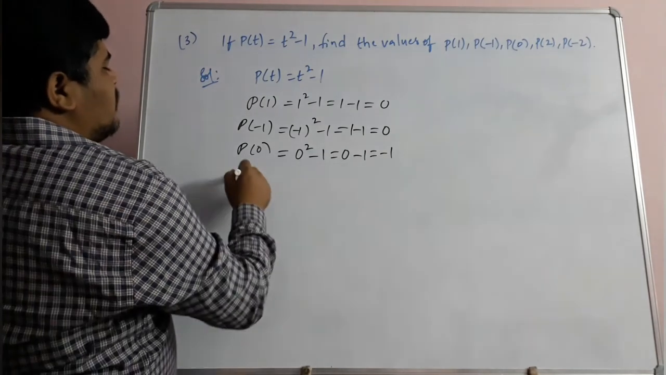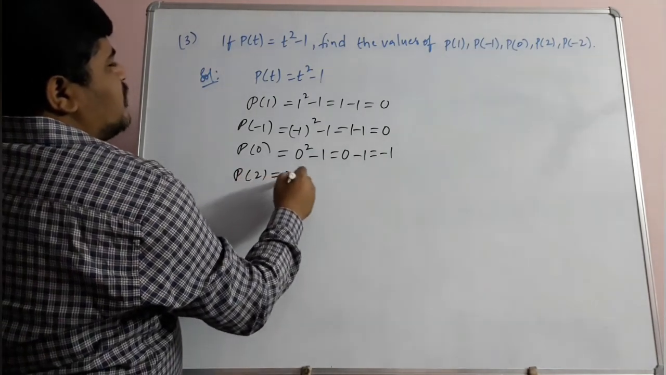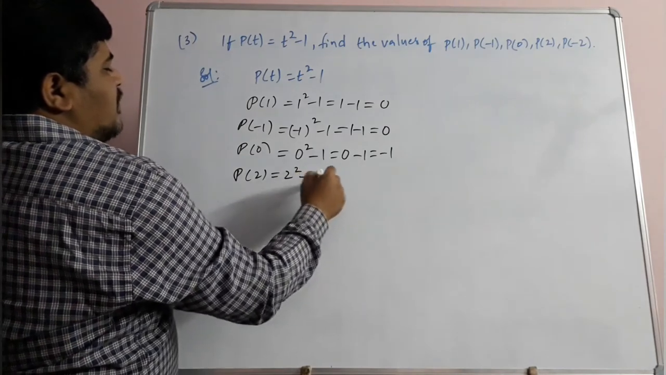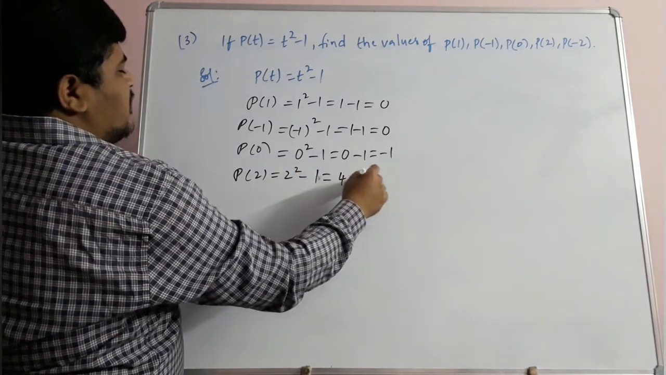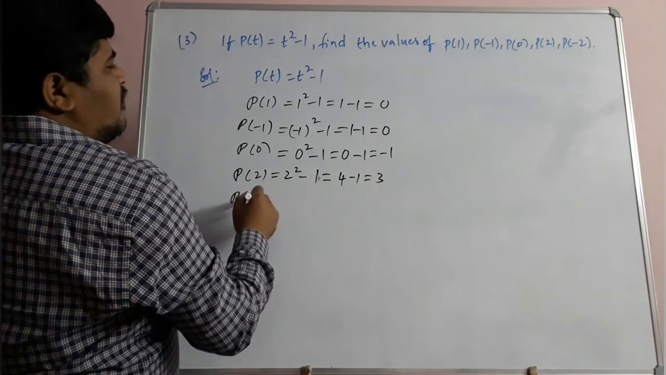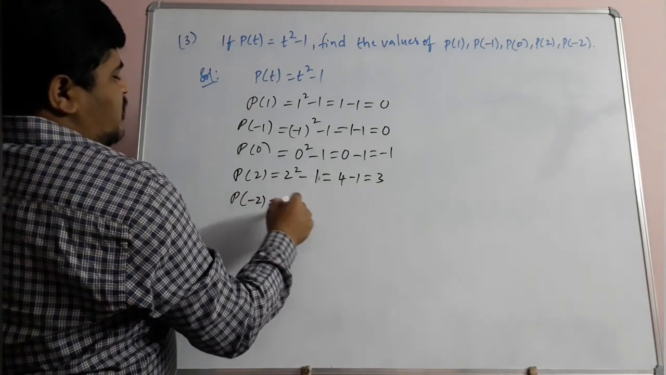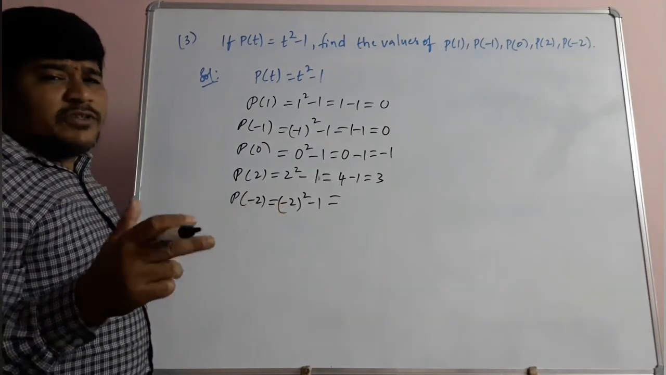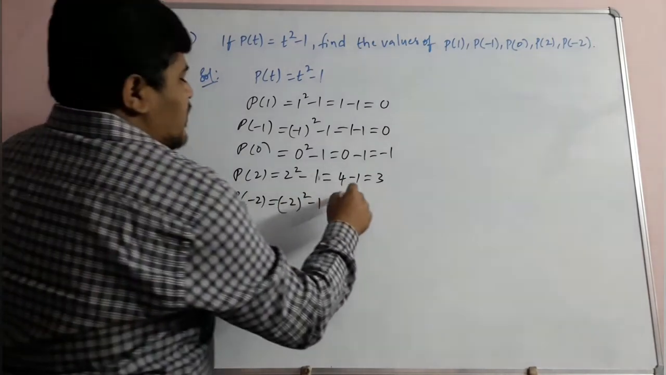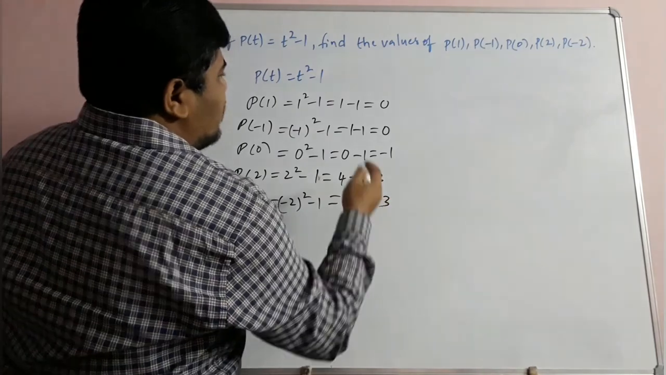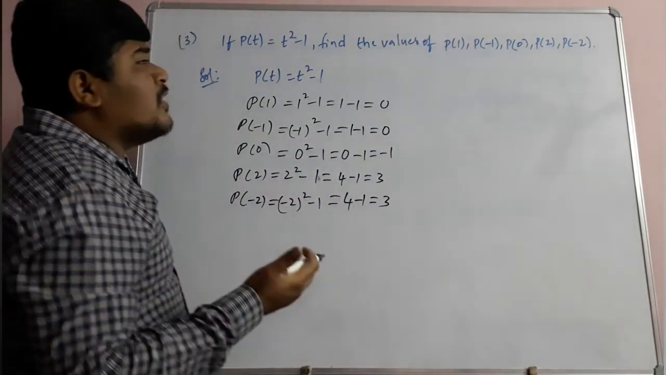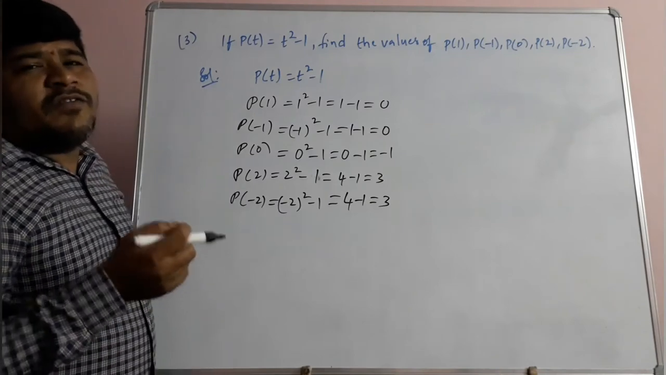Okay, now P of 2, that is equal to 2 square minus 1, which gives you 4 minus 1, that is equal to 3. So, P of minus 2 is minus 2 square minus 1. Even minus 2 square is what, children? Minus 2 into minus 2 is plus 4 only. So, that is 4 minus 1, which is equal to 3. So, these are the values of the polynomials at those particular values, children. This is the way to solve this problem, and this is important for 1 mark.